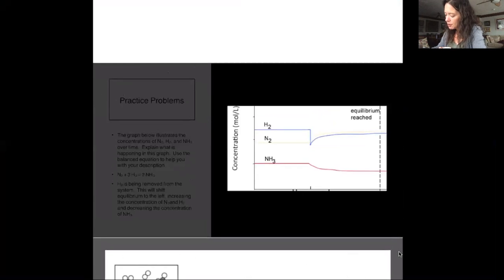What I notice here in this first graph, these are my concentrations. So at this point, the substance is at equilibrium. And then right here, something happened to disturb equilibrium. Let's look at what happened. It looks like we had an increase of nitrogen. So it looks like the concentration of nitrogen must have gone up, right? Which, what would that do?